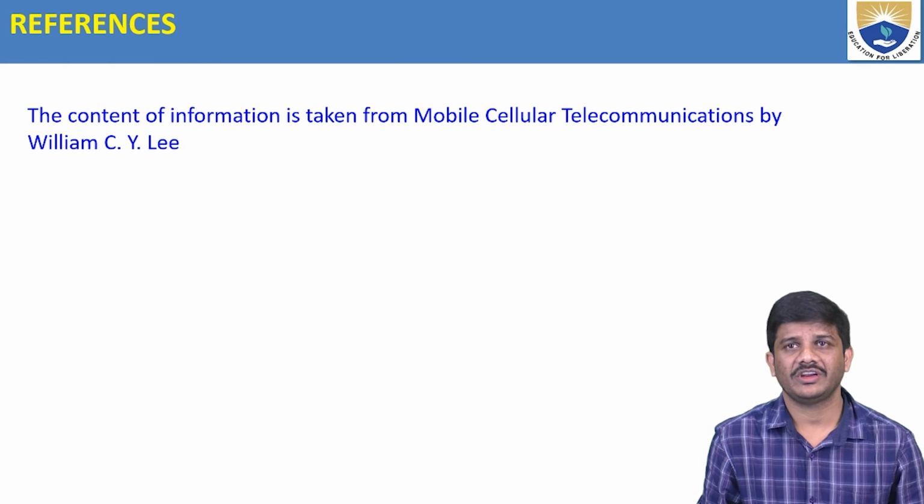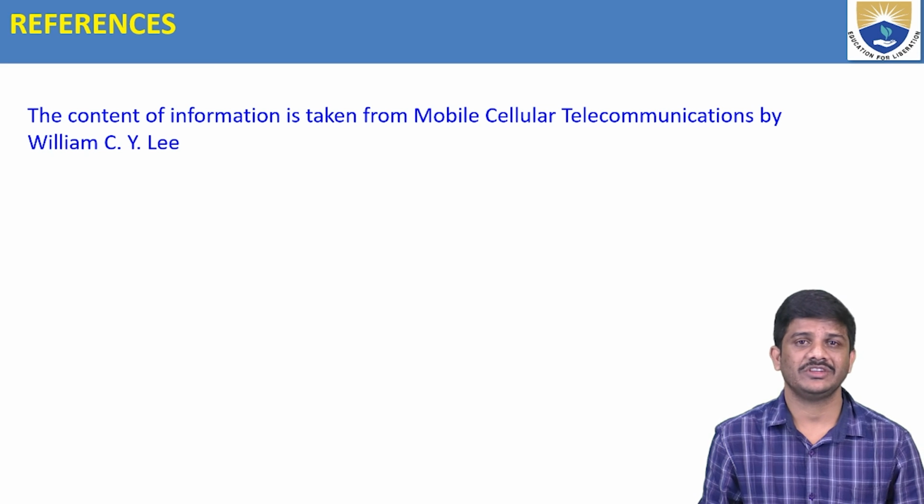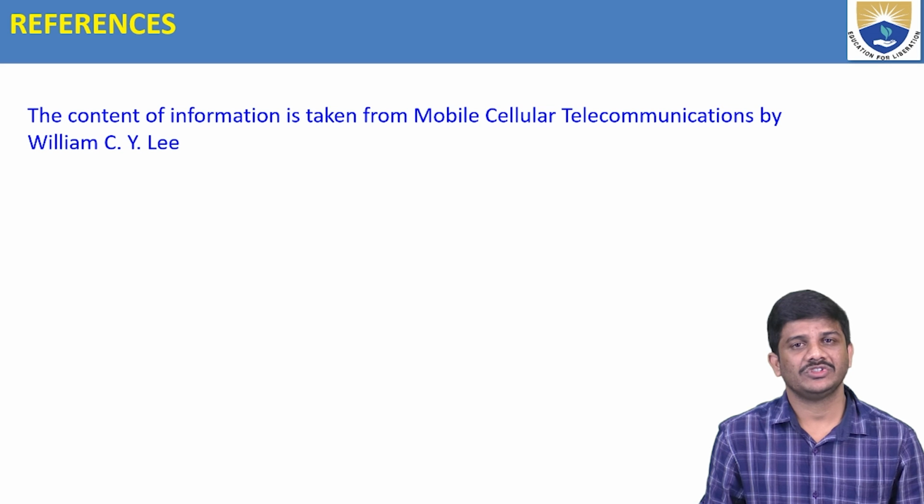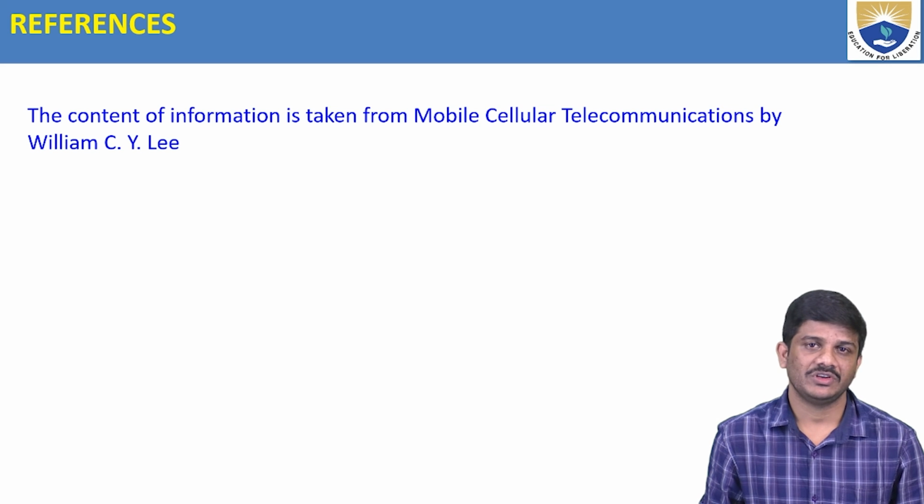Here we took the reference from this textbook. You can go through the textbook and understand easily whenever you have doubts in mobile cellular telecommunication. You can take this reference. In the next class we can go with the handoff procedure and also trunking and grade of service. That is very important for cellular mobile communication, which we will see in the next session.